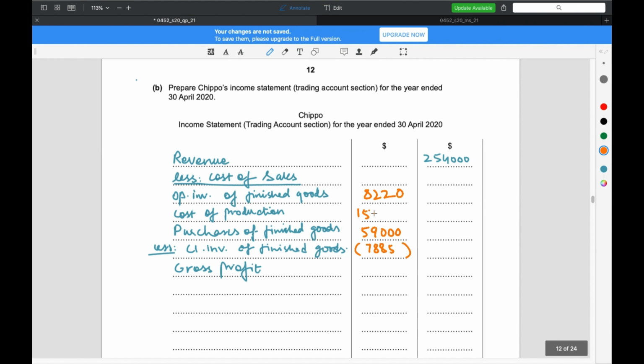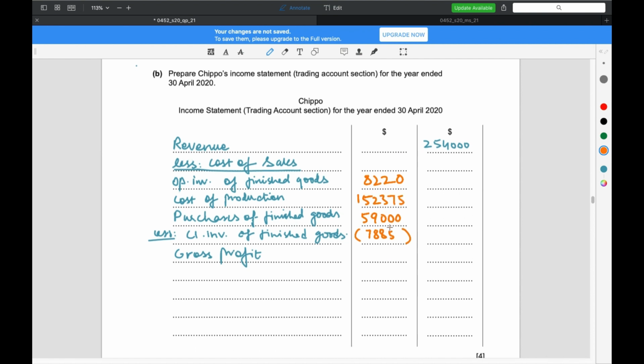So add that here, 152,375. So really simple as that. Just balance this out: subtract the cost of sales from the revenue, and then you get the gross profit of 42,290. I forgot to write the cost of sales, which is going to be 211,710. Right, so that's that.